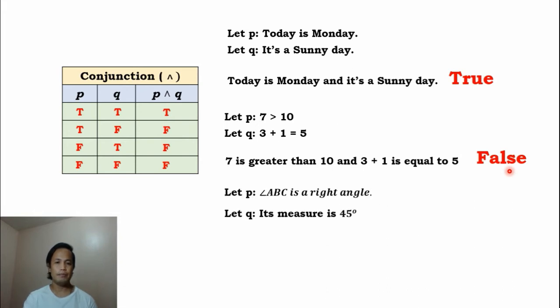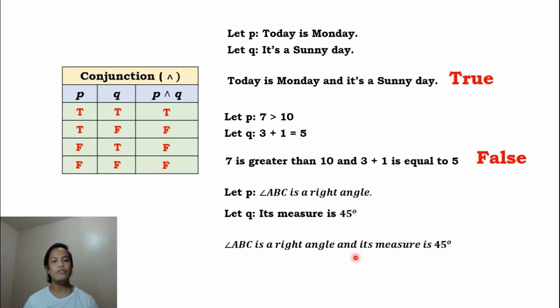Another example, we let P as angle ABC is a right angle and we let Q as its measure is 45 degrees. So if we are going to combine these two statements into a compound statement using conjunction, we can say angle ABC is a right angle and its measure is 45 degrees.